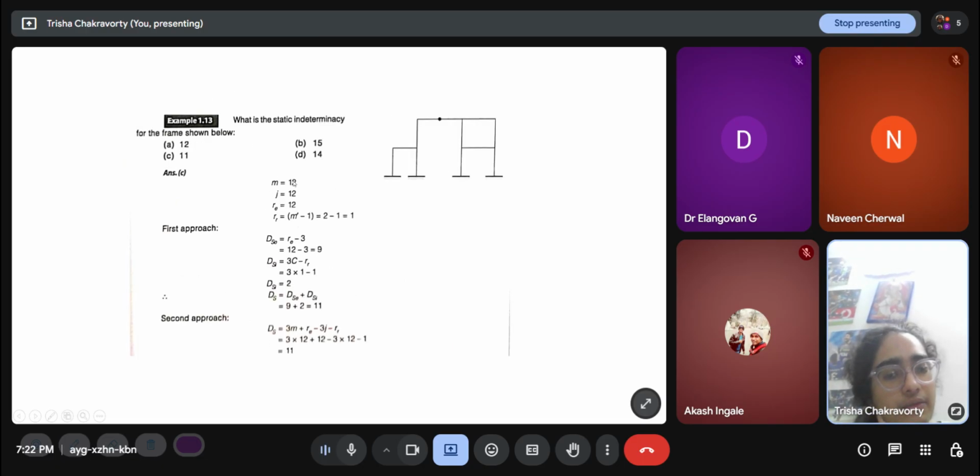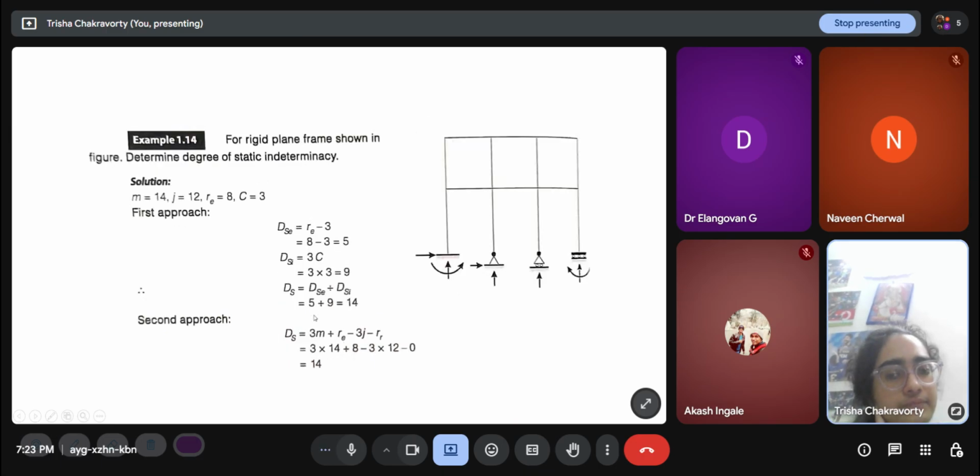M here is 12: 1, 2, 3, 4, 5, 6, 7, 8, 9, 10, 11, 12. And the number of reactions is 3 plus 3 plus 3 plus 3, 12. And the number of joints is 1, 2, 3, 4, 5, 6, 7, 8, 9, 10, 11, 12. Internal hinge also counts as a joint, and the support reaction points also count as joints. And RR is 2 minus 1, 1. Put it in the formula, 3M plus RE minus 3J minus RR is 11.